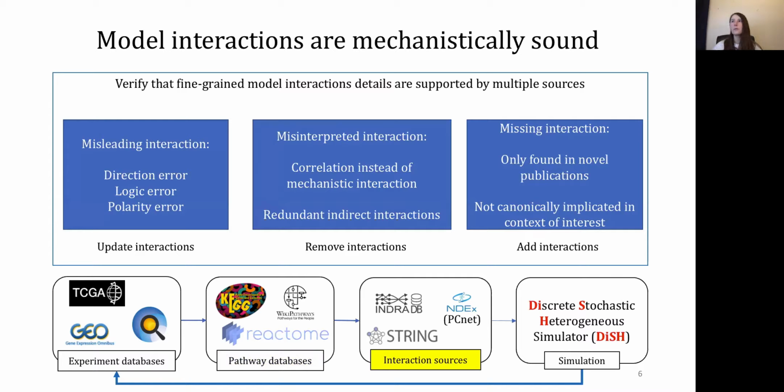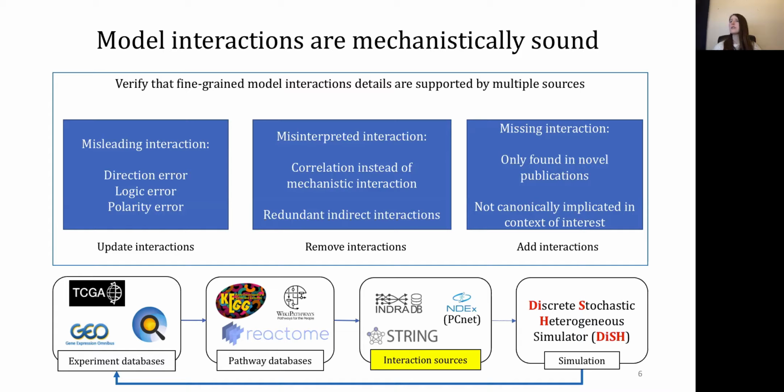Once we have our update rules written, we use interaction sources to find support for our model logic. We focus on two interaction sources in particular. We look at the INDRA database, which contains machine-read statements from millions of papers, and the PCNet interaction database. PCNet is a metadatabase of protein-protein interaction networks. We use these two sources to fine tune our model logic.